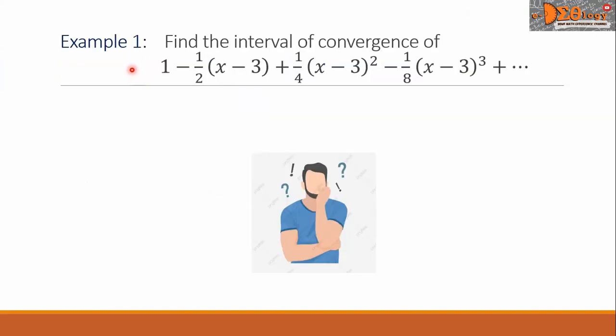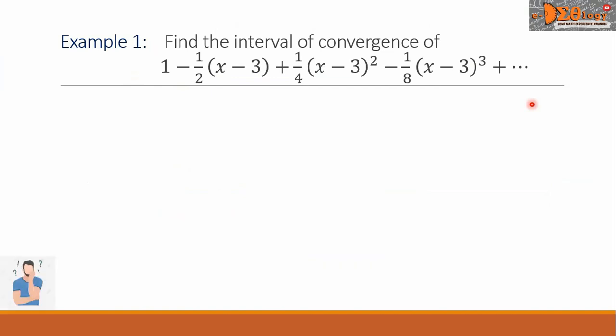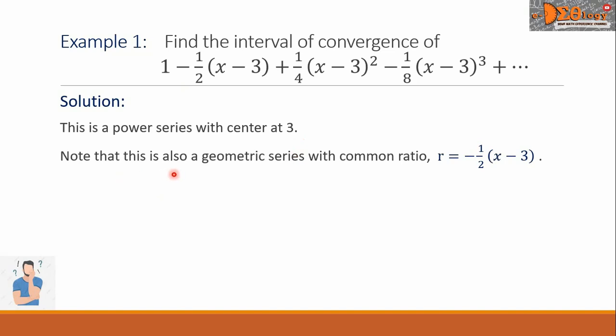Let us see example 1. Find the interval of convergence of this power series. This is a power series with center at 3. Note that this is also a geometric series with common ratio r, which is equal to negative 1/2 times the quantity x minus 3.